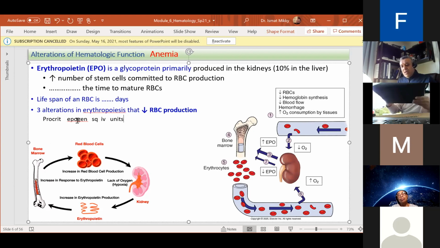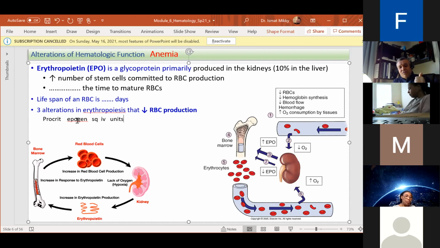So there are 3 mechanisms or alterations in erythropoiesis that will decrease the production of the RBCs. When we say erythropoiesis, it means the process, or the mechanism, to produce red blood cells.